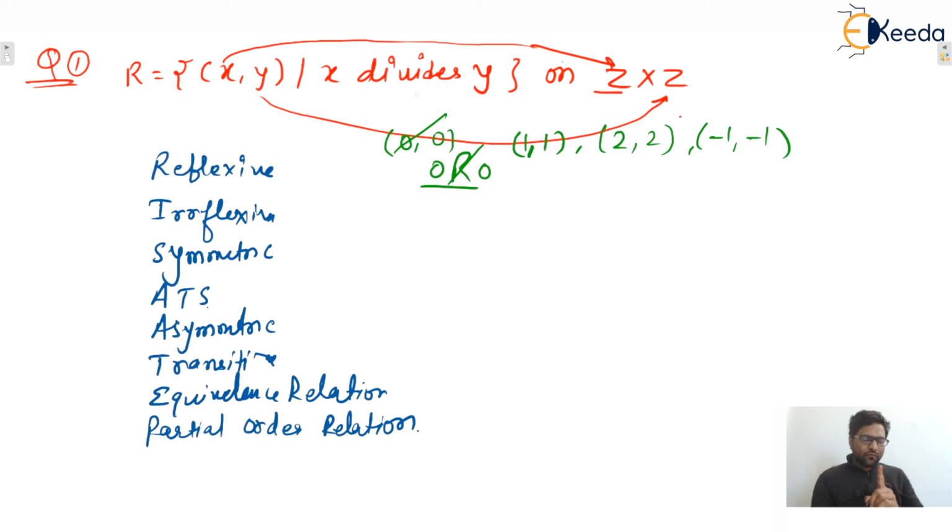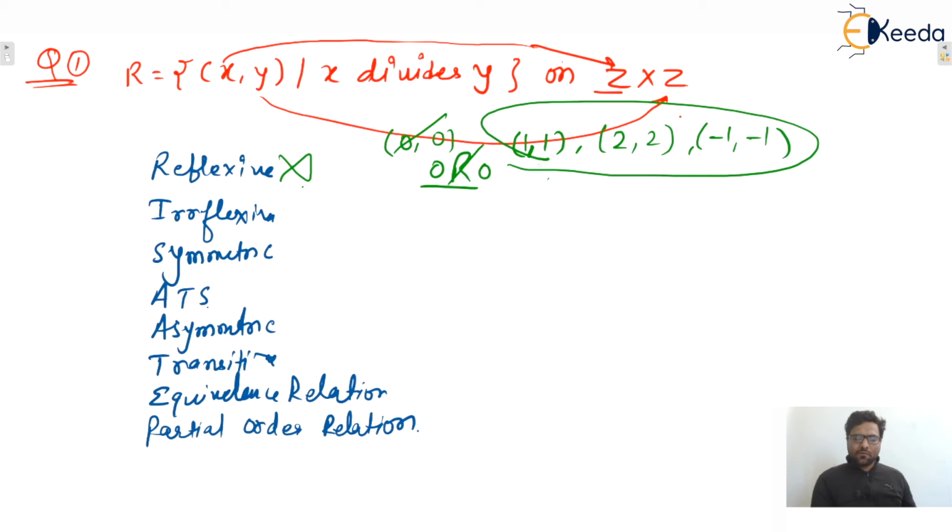So because of this one ordered pair, we can say that it is not true that for every element x belonging to the set of integers, x is related to itself. For every x means for every integer, this must hold, yes or no? If it fails even for some x, then also that is not reflexive. So this one is not reflexive. Irreflexive? No, because here some self loops are present. If some self loops are present, then that is not irreflexive.